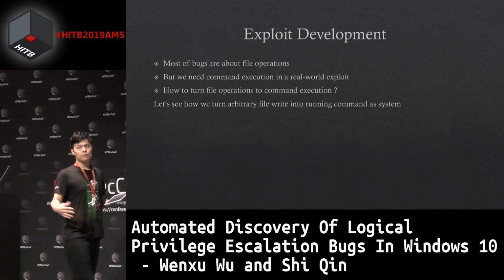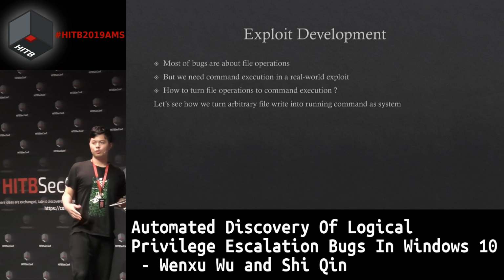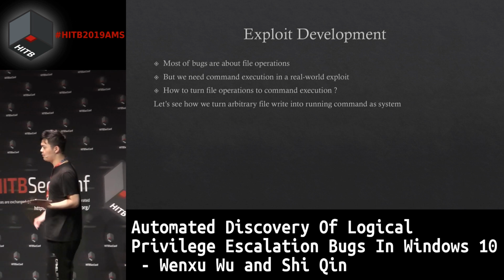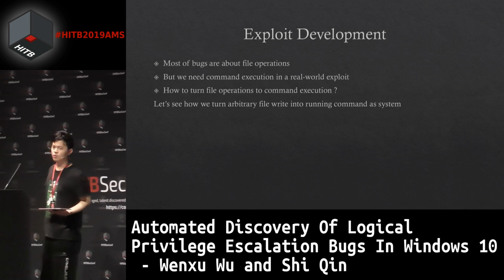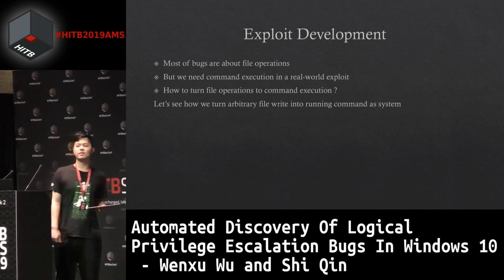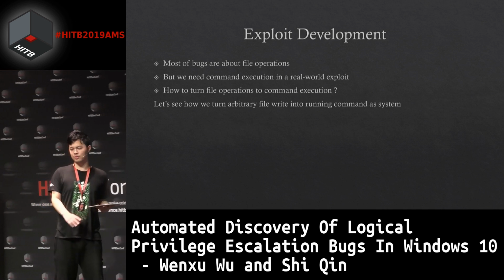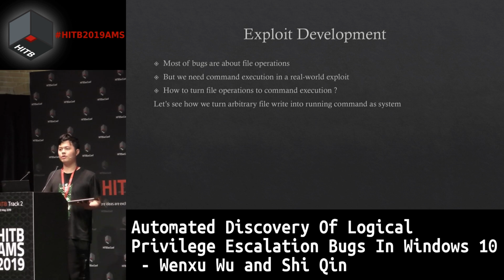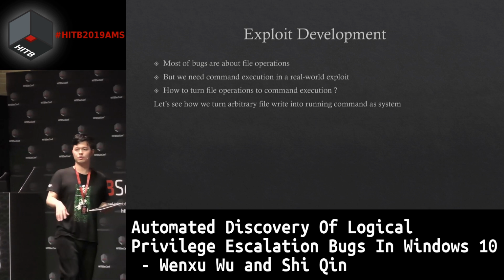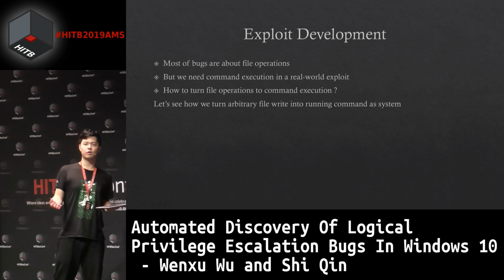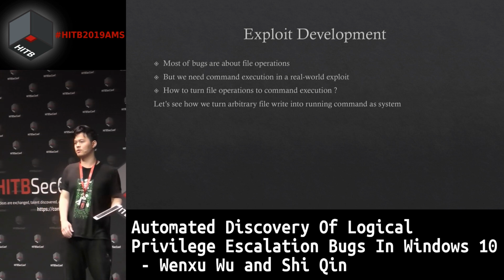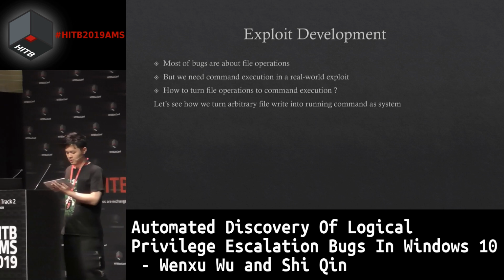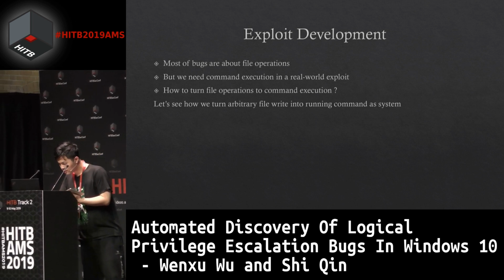So if you are from a red team, you may ask me, all of your bugs are about file operations, writing something into a file. But what I need is command execution. So how could we turn the file operations into command execution with system privilege, instead of just writing something into a file with system privilege?